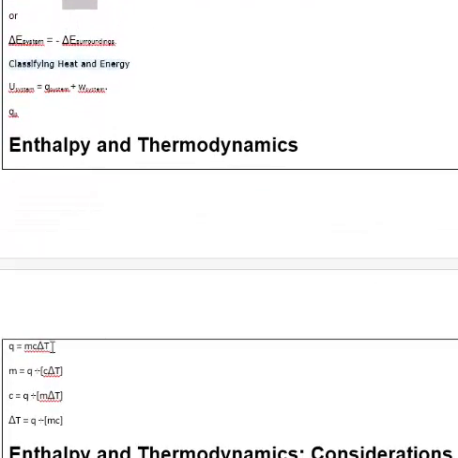Q equals mc delta T. m equals Q divided by the quantity c delta T. c equals Q divided by the quantity m delta T. Delta T equals Q divided by the quantity mc.